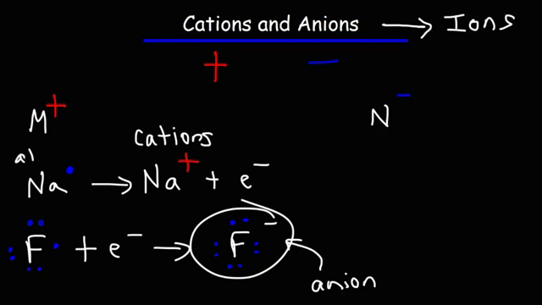And atoms are electrically neutral. They have equal numbers of protons and electrons, so they have no net charge. Now let's look at some other examples. For instance, magnesium has 2 valence electrons. And so it's going to give up those 2 electrons to become the magnesium 2+ cation.